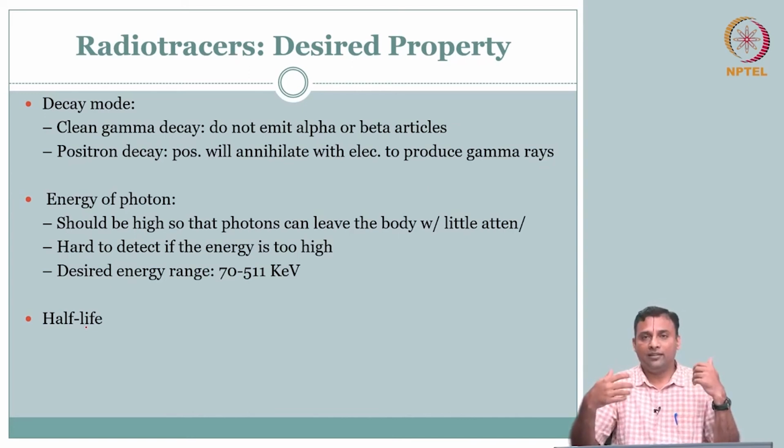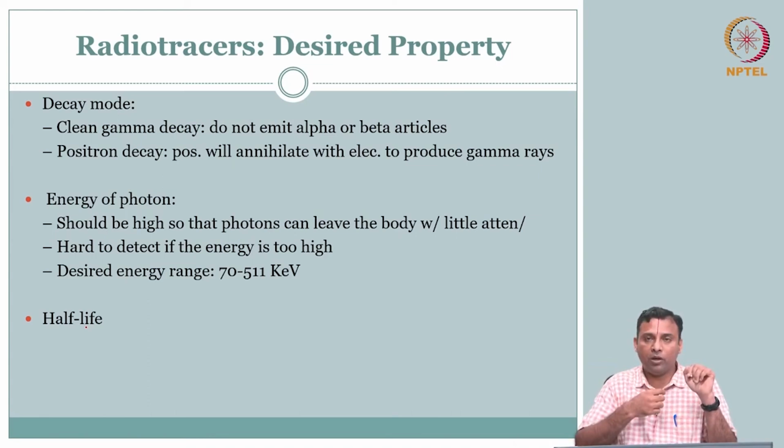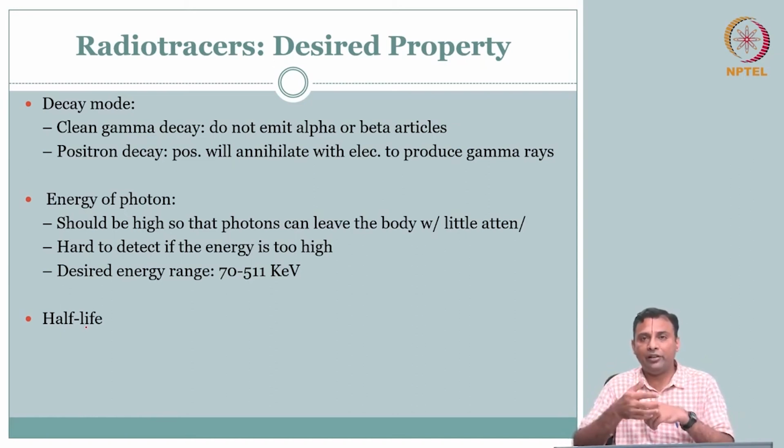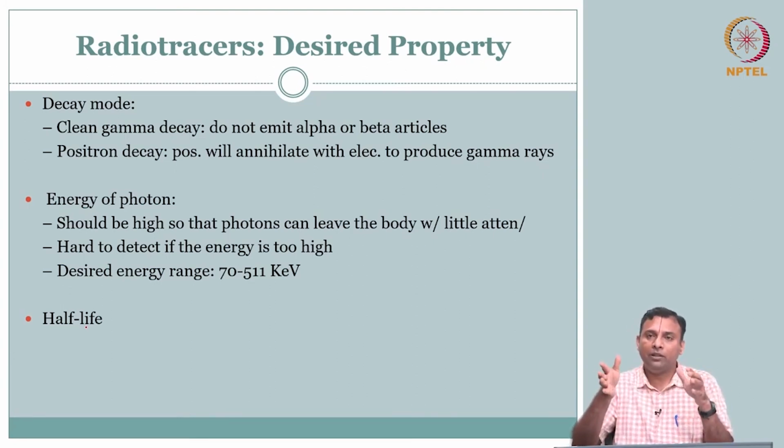So that logic seems okay, because you want more radioactivity to be detected in a short time. But what will be the problem if it is too short? If the half-life is too short, you have to give the radio tracer to the body, allow it to go, it has to distribute, and then you have to detect the radioactivity. If it is too short, by the time you prepare the patient and set it up, your detector will not be good. It has to be so fast.